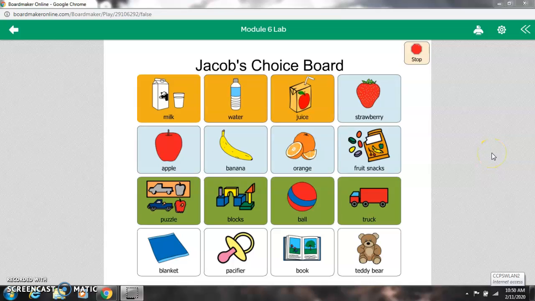Hello, my name is Robert Harrison, and this is my submission for EDSE 517, the Module 6 lab assignment, in which we were to create a 16-cell talking communication board on BoardMaker Online.